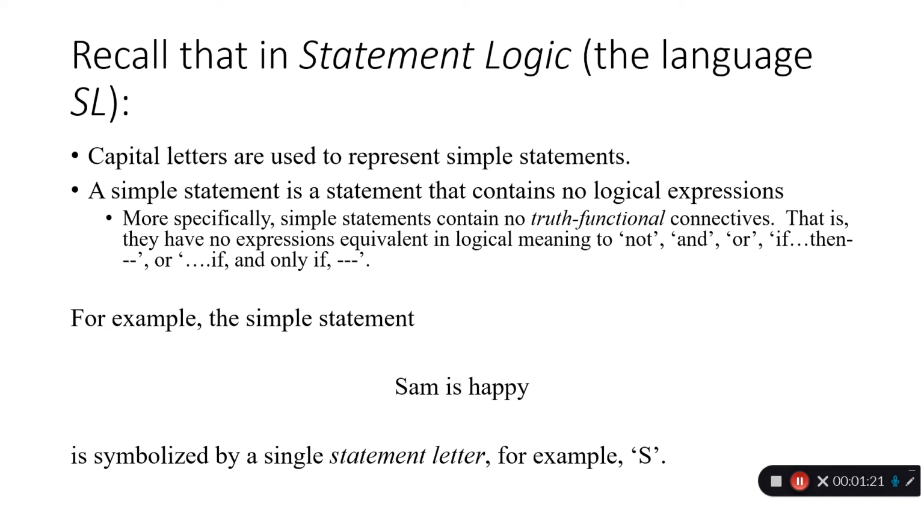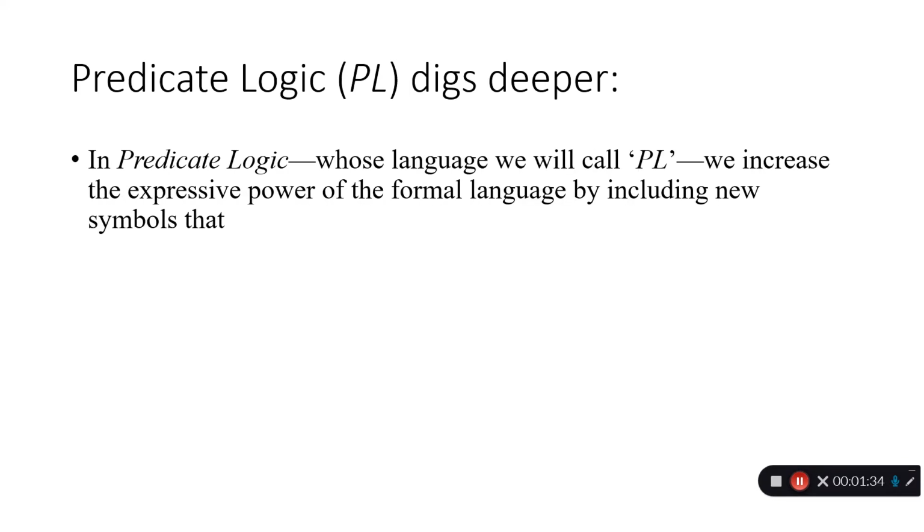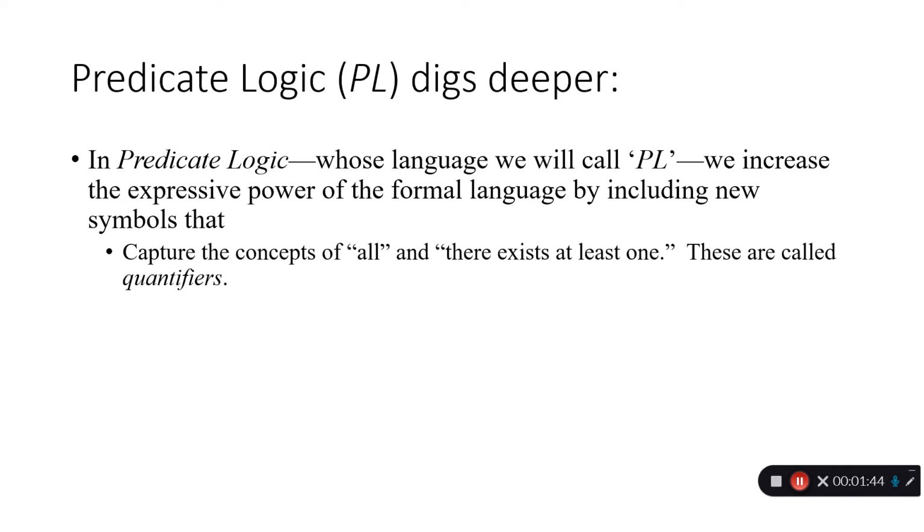Now we're going to develop the language more and give it more expressive power. We're going to dig deeper into the English language, because that's the language we're using most of the time as our natural language. So in predicate logic, we'll call this PL, we increase the expressive power of the formal language by including new symbols that capture the concepts of all and there exists at least one.